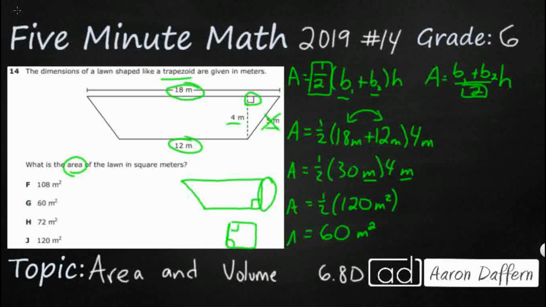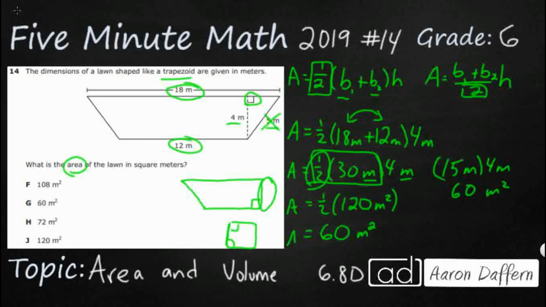You might be thinking, well, what if I had done this one right here first? What if I did half times 30? Well, half of 30 is 15. So I would have done 15 meters times 4 meters. Well, 15 times 4, guess what? 60 meters squared.